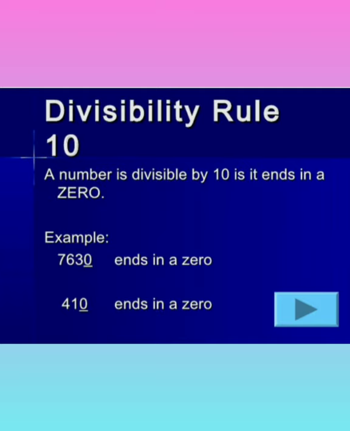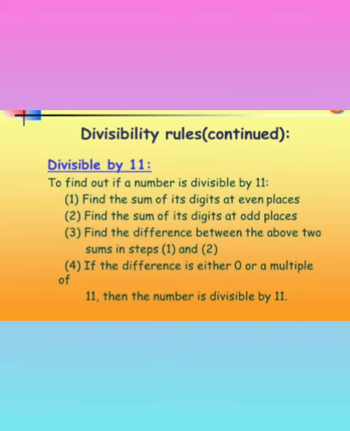Next one is the divisibility rule by 10. A number is divisible by 10 if its end is 0. If the last digit is 0, means that the number will be divisible by 10. Clear? The example I take is 410. The end of the number is 0. So that number will definitely be divisible by the 10th table.